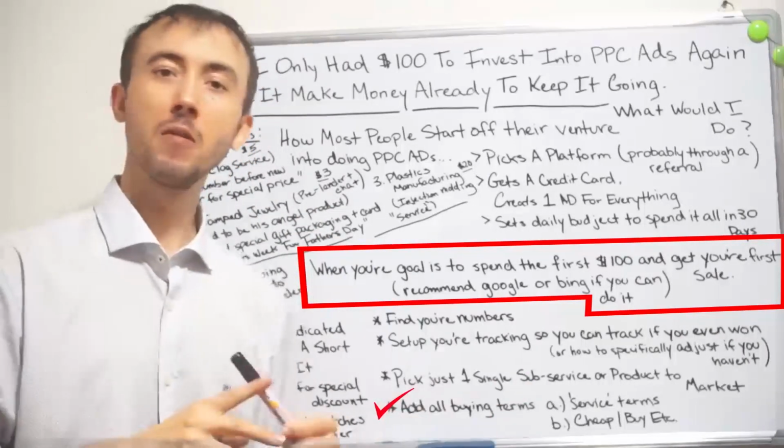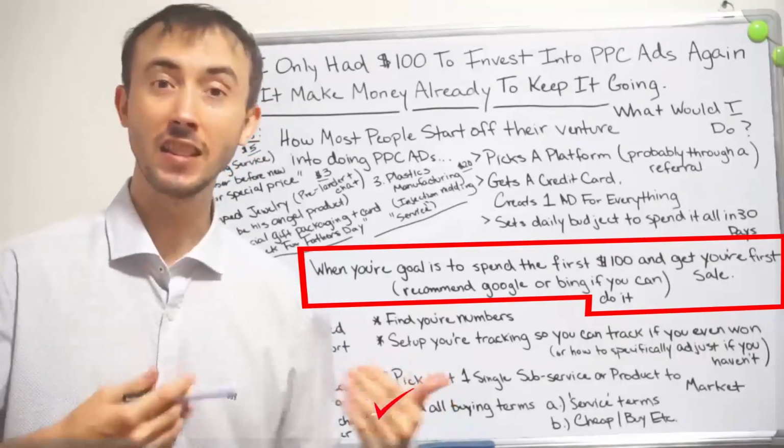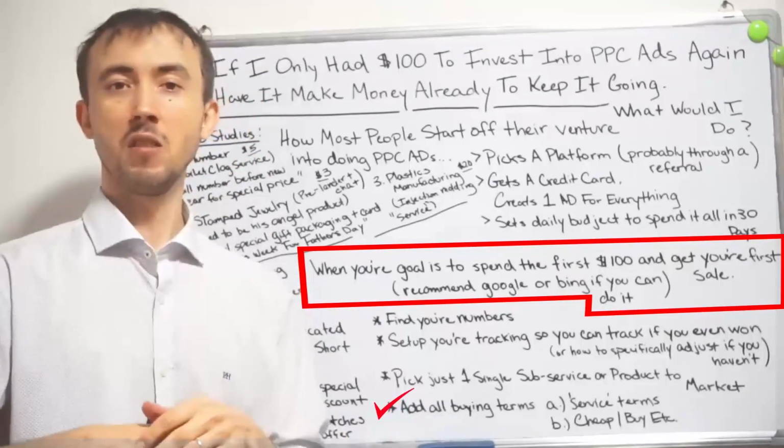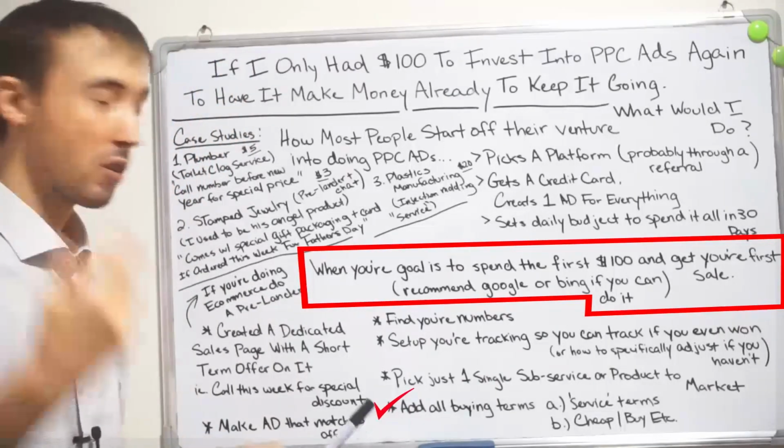Convert at, instead of 0.5% or 1%, what most people are going to get right away, yours is going to convert at 5 to 10%. And it's basically impossible not to make a sale in the first $100 that way. Okay, so anyway, you get the picture.